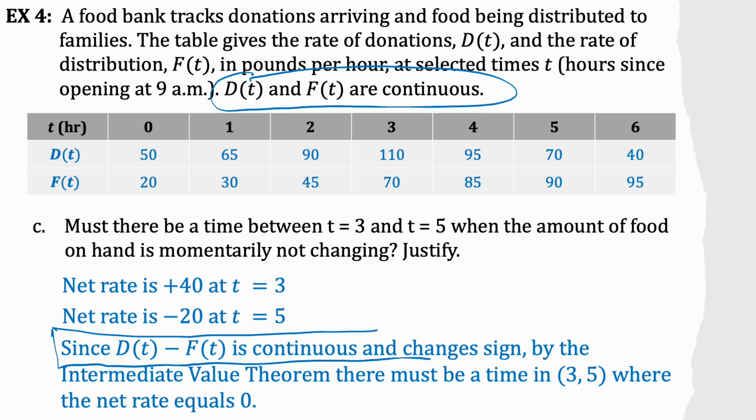D of T and F of T are continuous and change sign, so by the intermediate value theorem, there must be a time between 3 and 5 where the net rate equals 0. Again, make sure you say that we have a continuous function. Otherwise, you haven't set up the conditions for the intermediate value theorem.